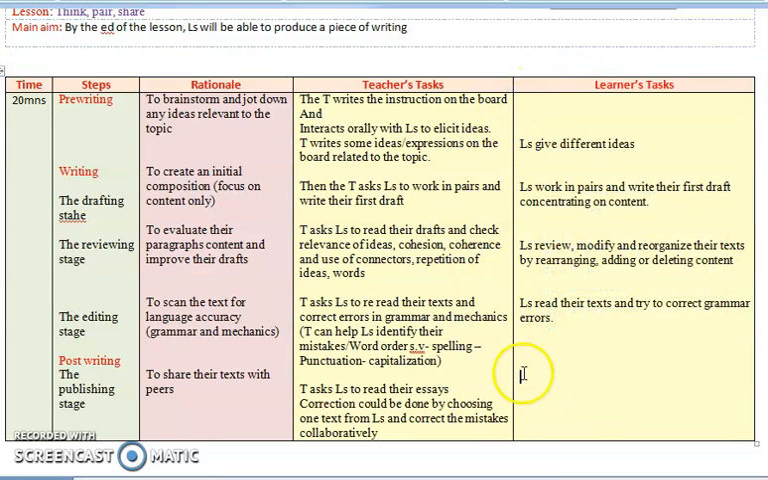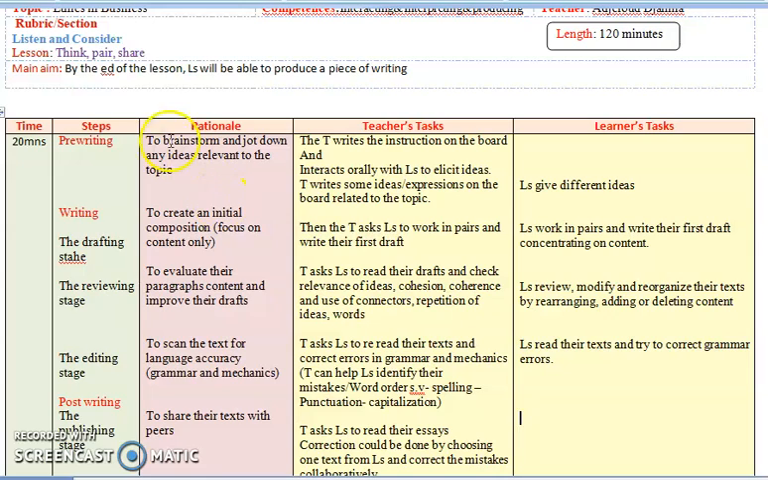Okay. That's it. So you can adapt this to your lesson and use it to prepare the Think, Pair and Share lesson.